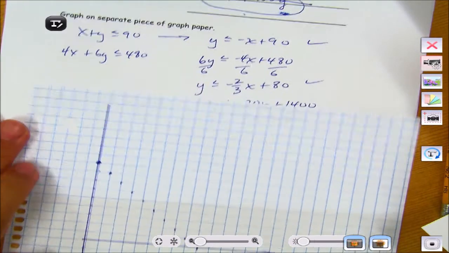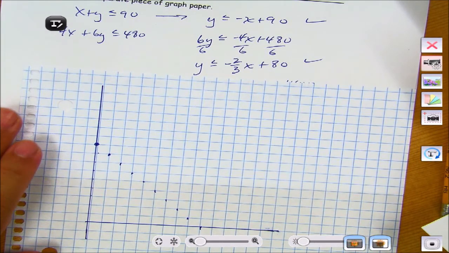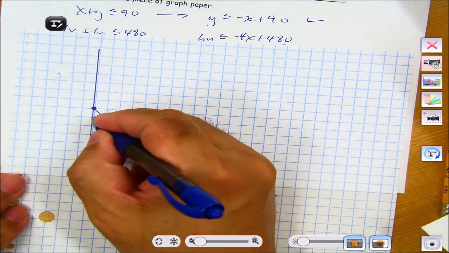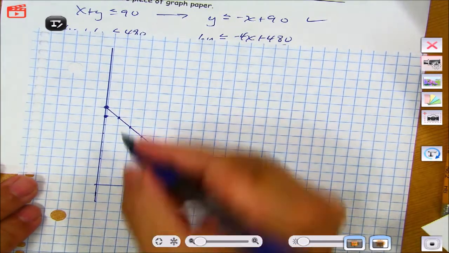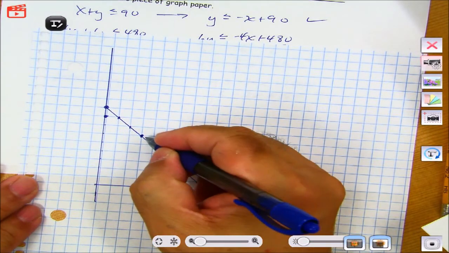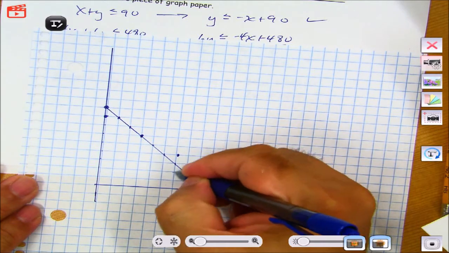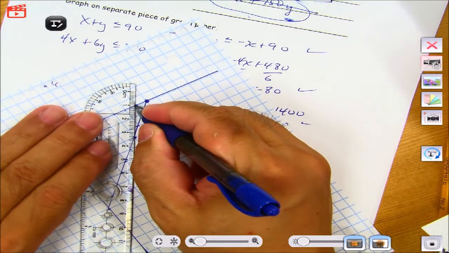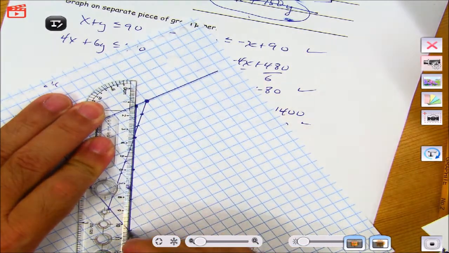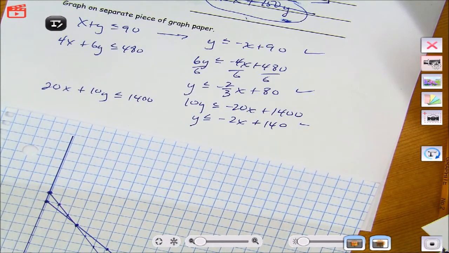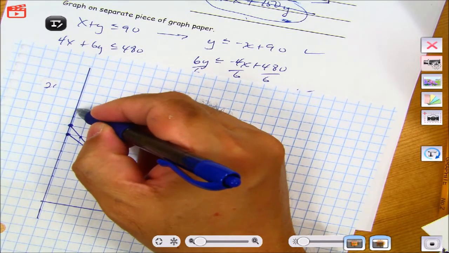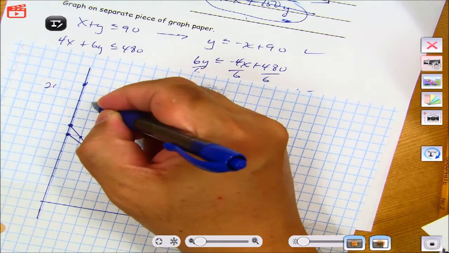Next one is negative 2/3 x plus 80. Let me connect these first. 80 is here. Negative 2/3, down 2/3. So it hits there. Down 2/3. Down 2/3. And then the last one, it starts at 140, but has a slope of negative 2. That was 90, 100, 110, 120, 130, 140. Slope of negative 2.